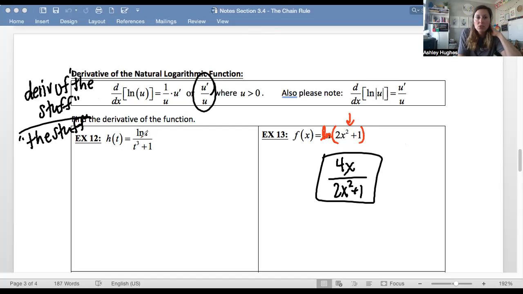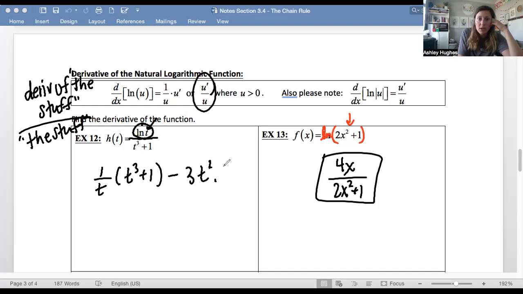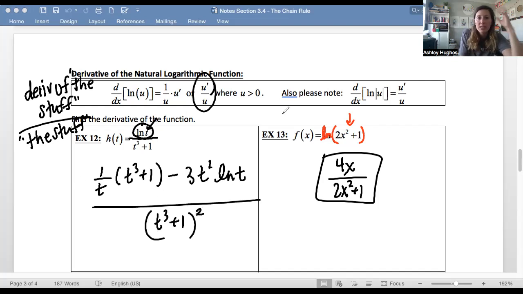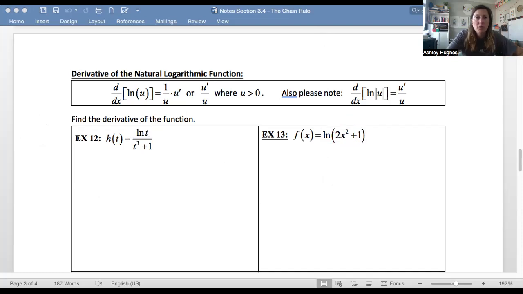Now this one, I have to do the quotient rule because I have a quotient. And so I have to do the derivative of the top, which then you apply this rule. The derivative of natural log of t is the derivative of t, which is 1 over t, because it's the derivative of the stuff over the stuff, times the bottom, minus the derivative of the bottom, times the top, over the bottom squared. Okay, I could clean this up a little bit, but that's the idea that I want you to know.